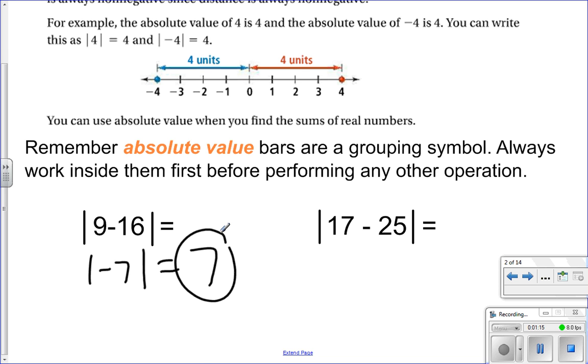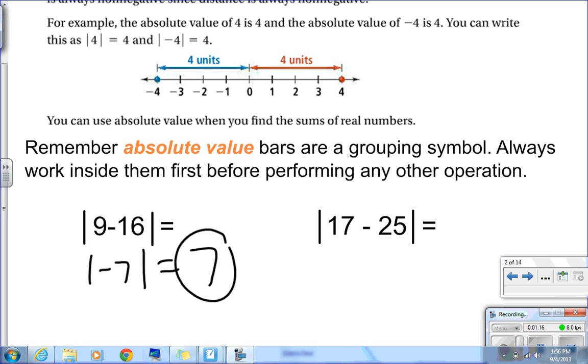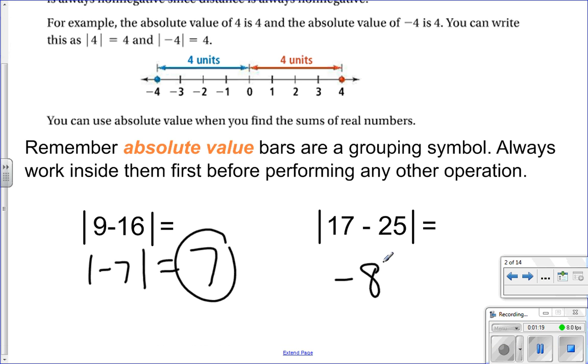17 minus 20 equals -3. So I take the absolute value of -3, and that is +3.